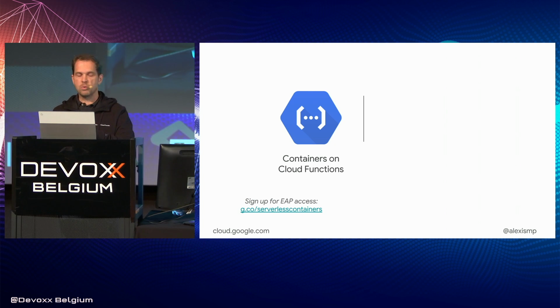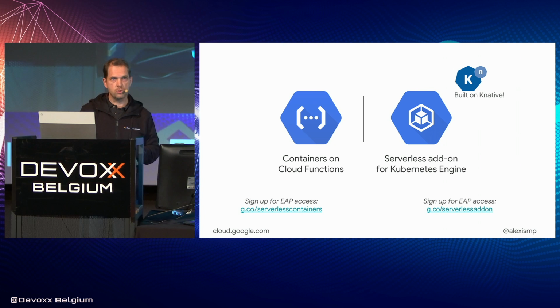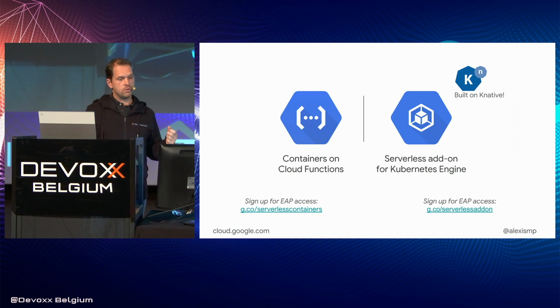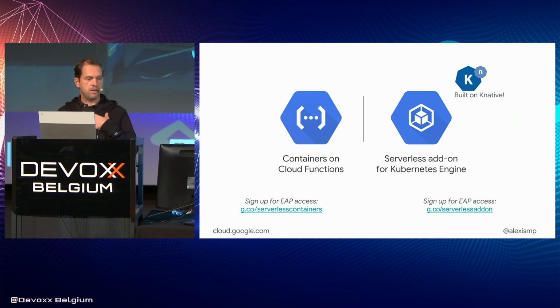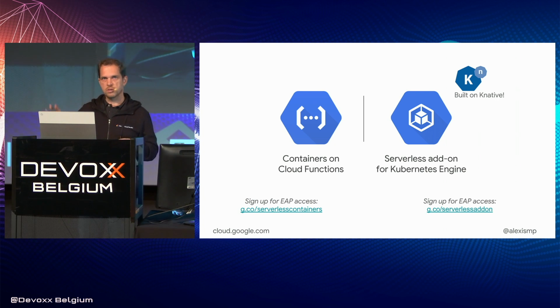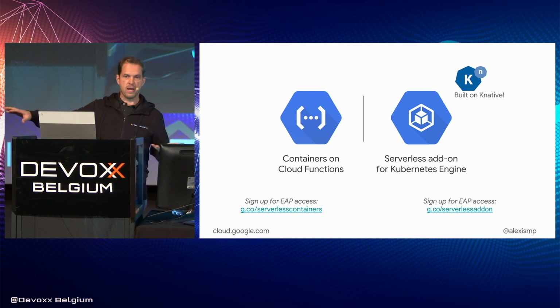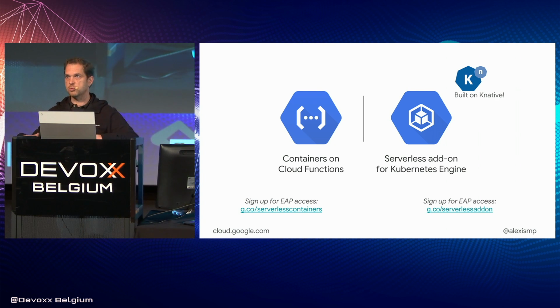The other approach is, well, a lot of you have invested in Kubernetes, whether it's on-premises, on Google Cloud with Container Engine, or elsewhere. What we have to offer for Kubernetes Engine on Google Cloud Platform is something we call the Serverless add-on, which is built on Knative. So if any of you were in the session earlier today by my colleague Ray, you've heard of this. This is how you provide an abstraction layer on top of Kubernetes to provide a serverless environment. Again, this is in an early access program.